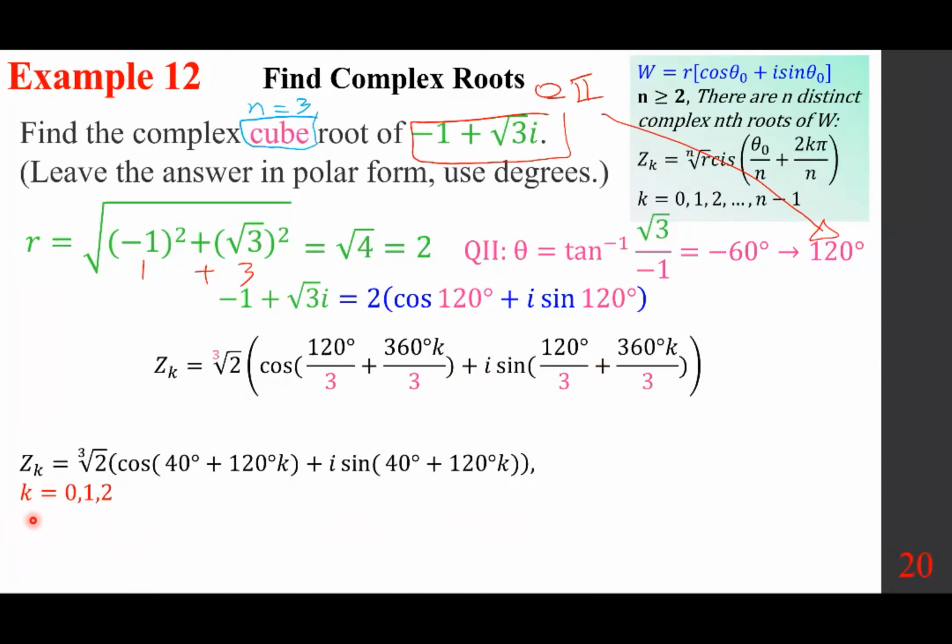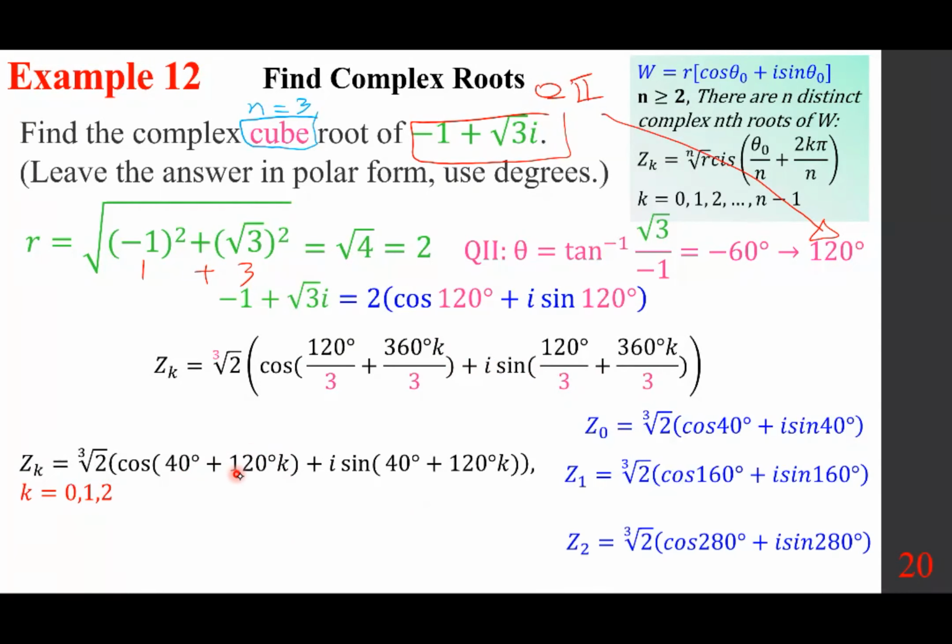Notice, first let's plug in 0. If we plug in 0, this goes away, so we have only 40 degrees. Let's plug in 1. 1 makes this 120, and 40, it's 160 degrees. Let's plug in 2. 2 times 120, 240. With 40, 280. So those are the 3 roots.